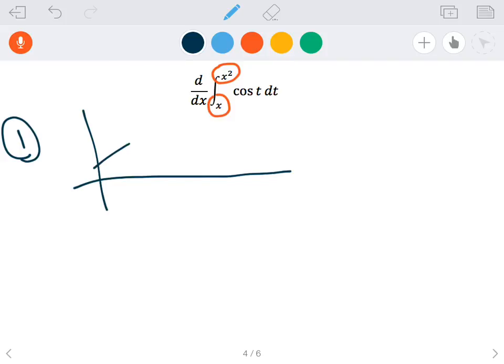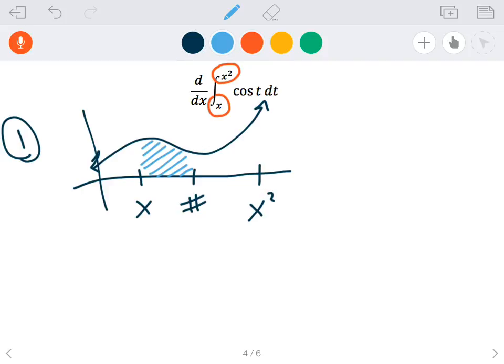If I had some function, I don't know what it looks like, and I want to integrate from some x value to x squared. I don't know what x squared is, but it's going to be bigger than x, right? I could split this up into two separate pieces. There's some number between x and x squared. Doesn't matter what the number is, but I know there's some number between them. And so I could have this integral plus this integral, and I could get my total.